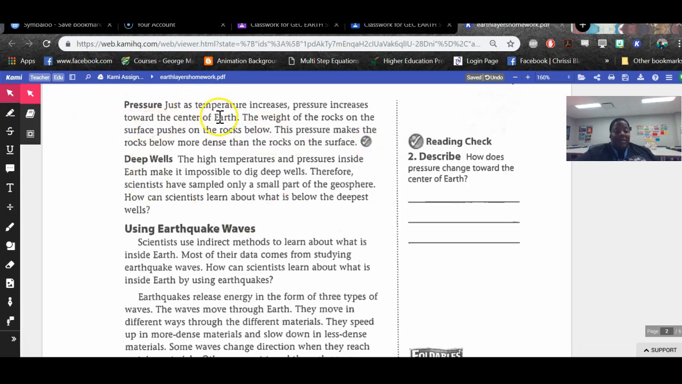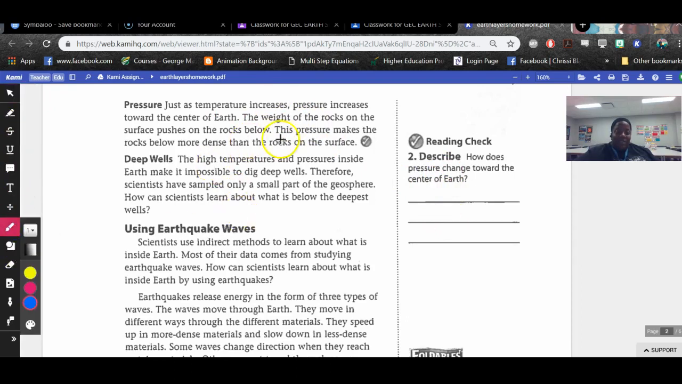Pressure. Just as temperature increases, pressure increases towards the center of the Earth. The weight of the rocks on the surface pushes on the rocks below. This pressure makes the rocks below more dense than the rocks on the surface. So the question here: how does pressure change toward the center of the Earth? So that's what we have.